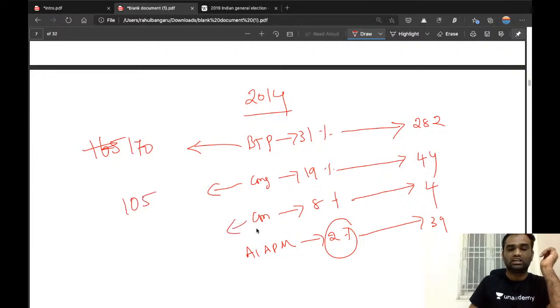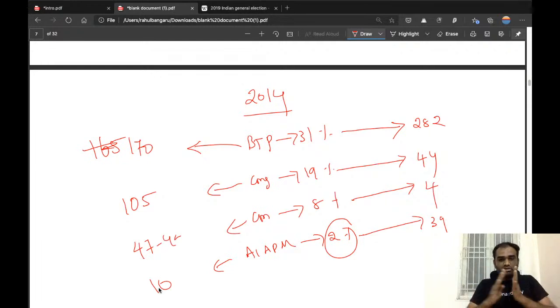105 seats. Communist Party will get around 47 to 48 seats. ADMK will only get around 10 seats. Okay, so this is how there will be a vast difference between seat sharing in the first past the post system as well as the proportional representation system.